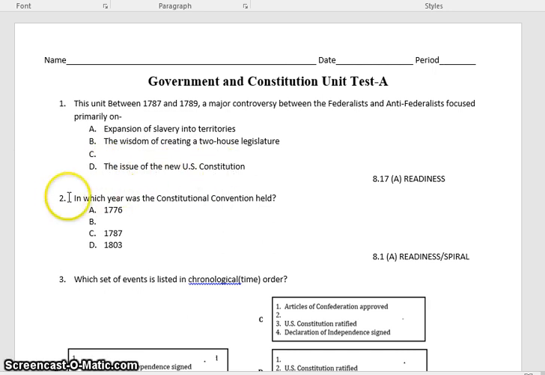Number 2. In what year was the Constitutional Convention held? A. 1776, C. 1787, D. 1803.